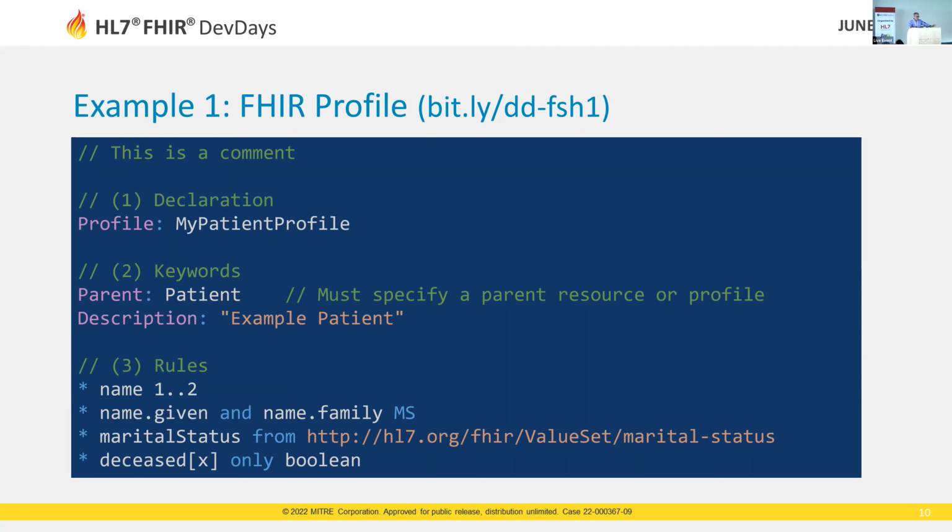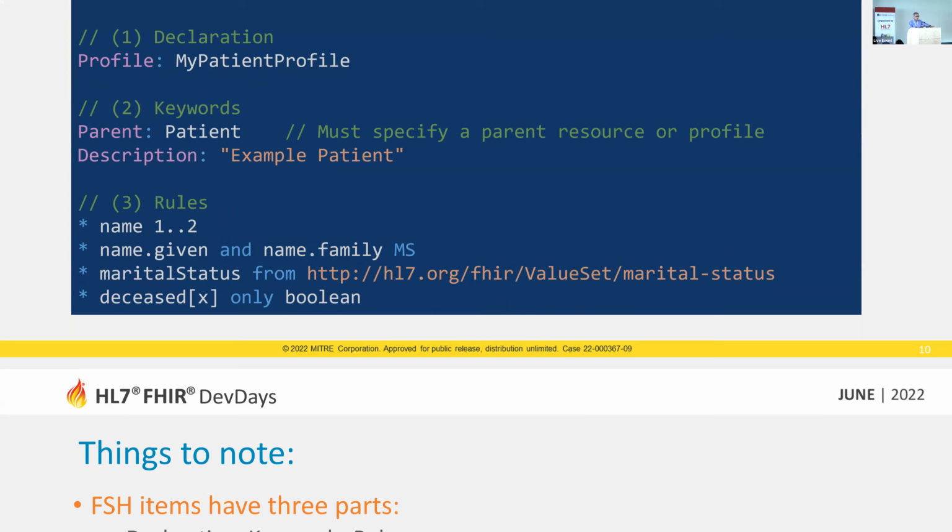Then a description. In this case, it's very short. And then the third part is a set of rules. So rules, they're the statements at the bottom that begin with the asterisks. And I won't go through these rules yet, but I'll show you 5 types of rules that you should get familiar with, because those are the most common rules that you're going to use in creating profiles. So we'll come back to that, and let me introduce a couple of rules.